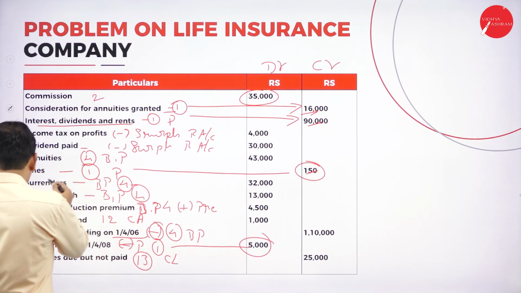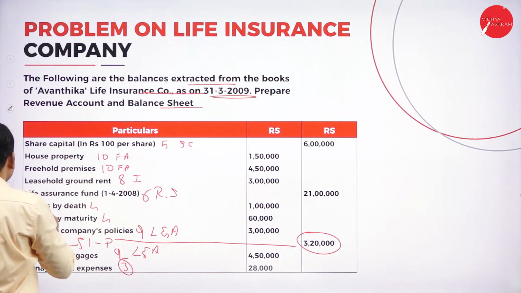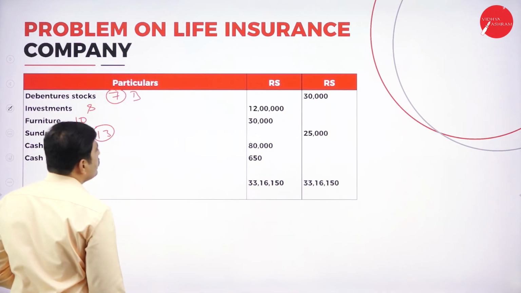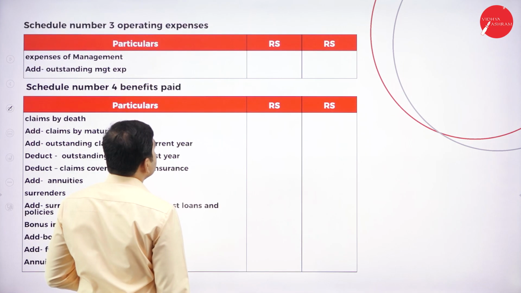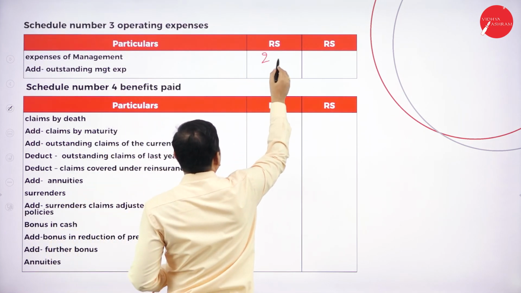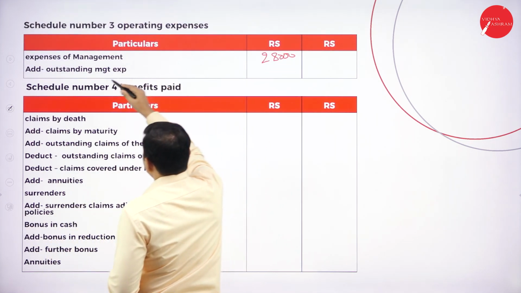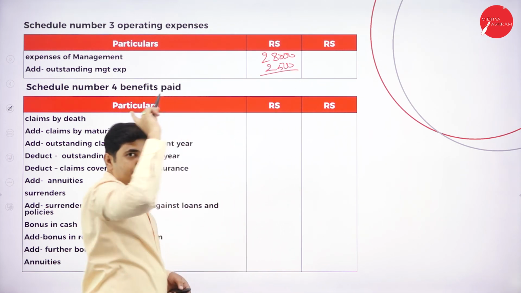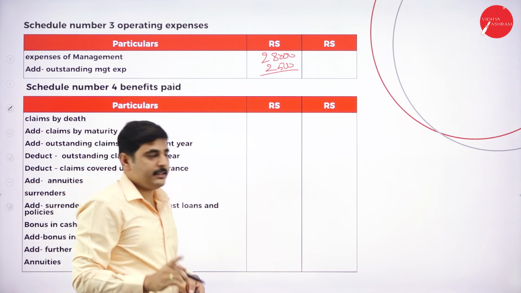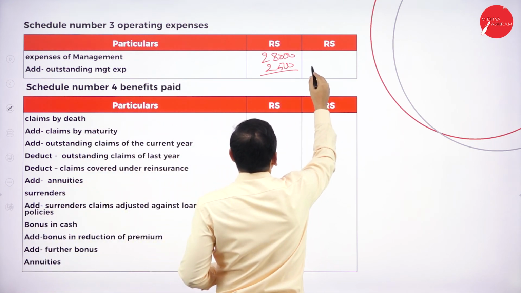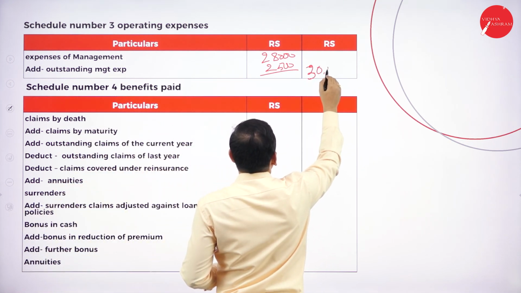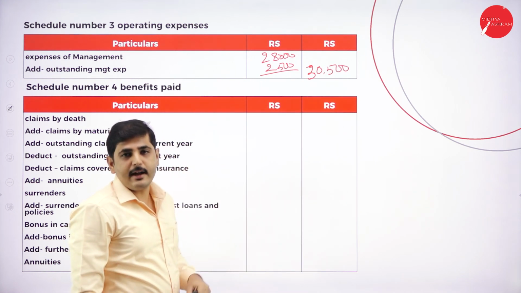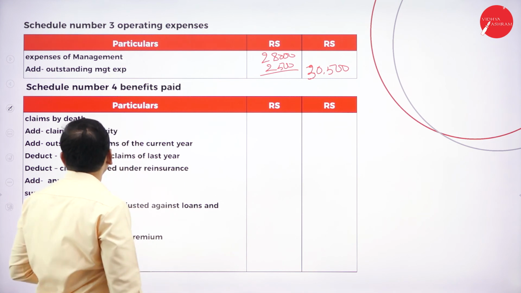And what is the actual management expenses? Let's look at the question. The management expenses is 28,000. Again add outstanding 2,500. This outstanding should appear in the current liabilities. Keep this in mind. So it is 30,500. This 2,500 should appear in current liabilities, schedule number 13.